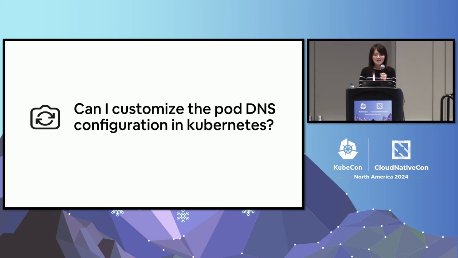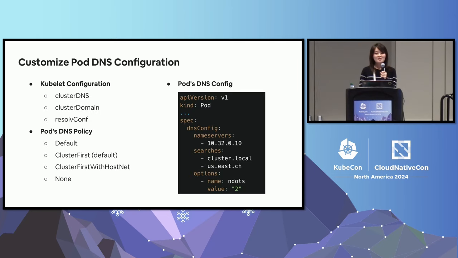Then you may ask, can I customize these configurations? Yes, there are ways to customize pod DNS configurations. The pod DNS configuration can be customized with different settings. First is the kubelet configuration. Kubelet contains logic to construct the pod DNS configuration when creating a pod. The kubelet configuration can be used to customize the pod DNS configuration.